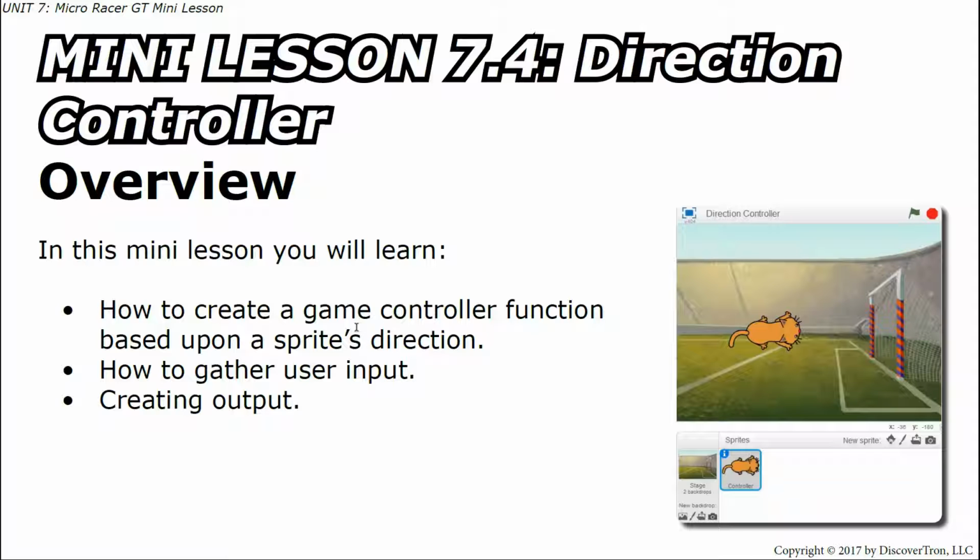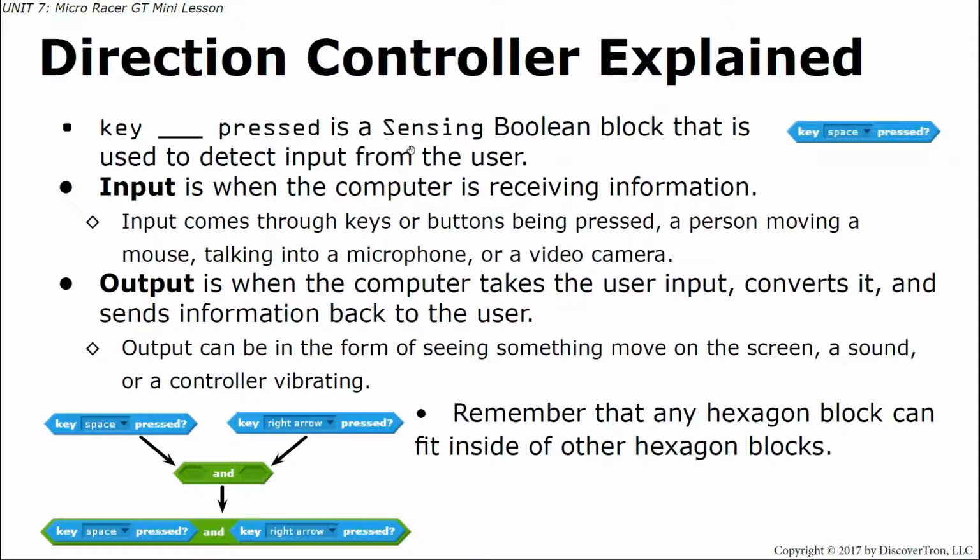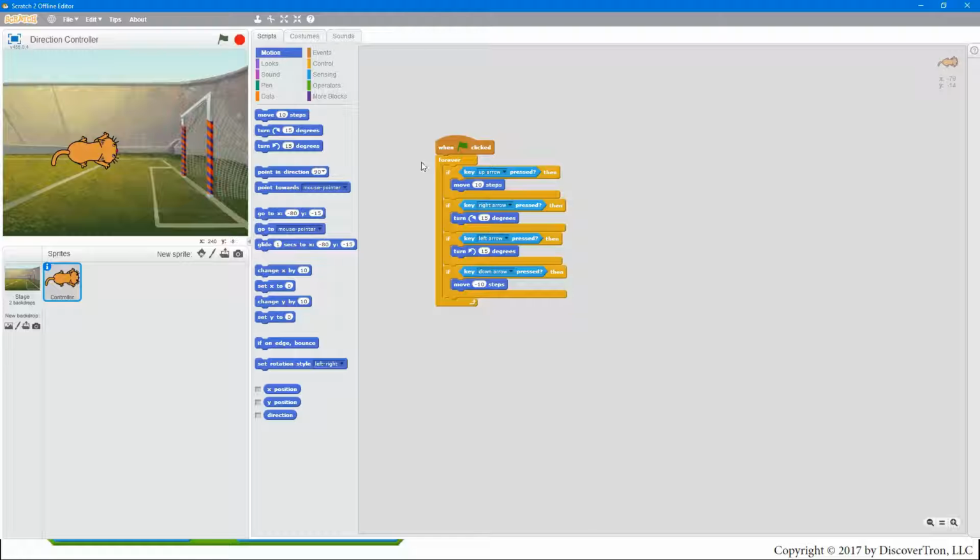So you're going to create a game controller function that's based upon the sprite's direction. If you remember, we looked at the direction of the sprite in the previous video, where we're able to look at it by clicking on this letter I down here on the sprite. And we're also going to be able to use it to gather the user input from the keys they press and creating output. The output will be actually the physical movement of the sprites. Okay, let's save the details for after we look at the program, and I think I have it up.